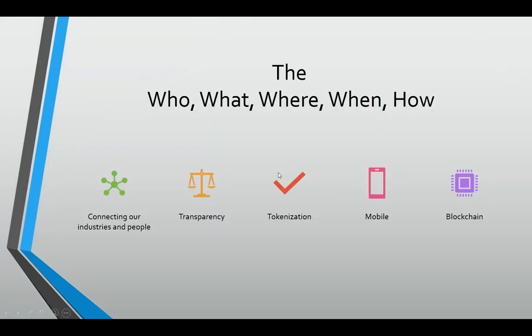Who, what, where, when, how? So PRESChain is a decentralized system that aims to connect all the entities involved in the prescription giving and receiving process. So I'm talking about your centralized industries such as the HSE, your GP or your doctor, the patients and the pharmacies, all connected on one system. So connecting our industries and people on one decentralized system.